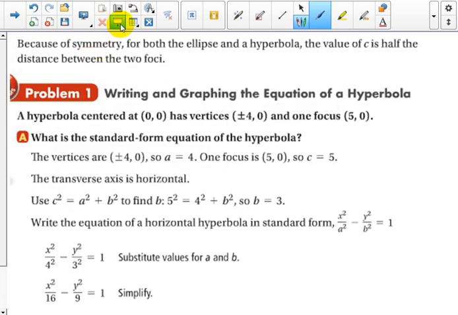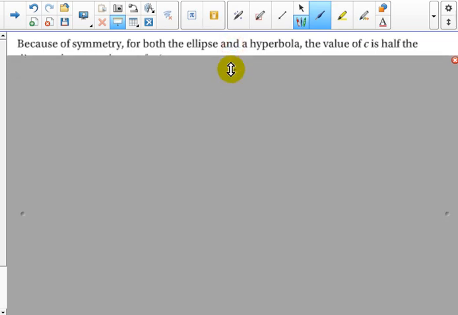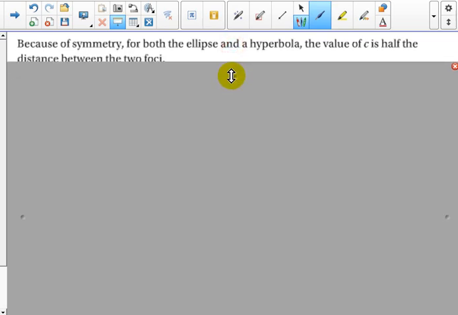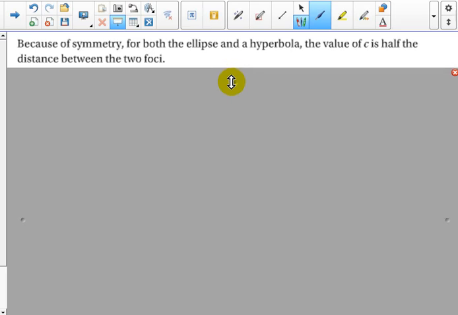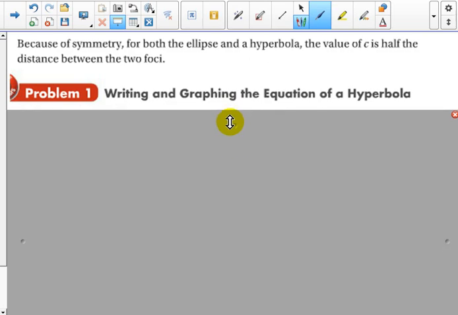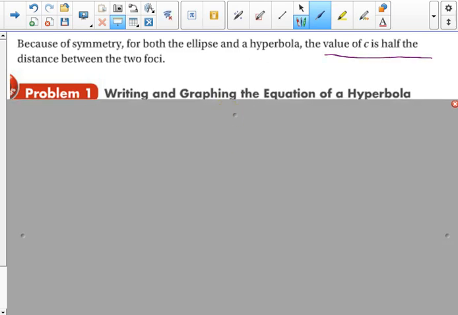All right, so let's look at our first problem. Because of symmetry for both the ellipse and the hyperbola, the value of C is half the distance between the two foci. So that's just a little hint. If you have your two focus points at -5 and 5, actually they do it backwards. They're going to give you the distance and ask you to find the foci. So let's use that here.